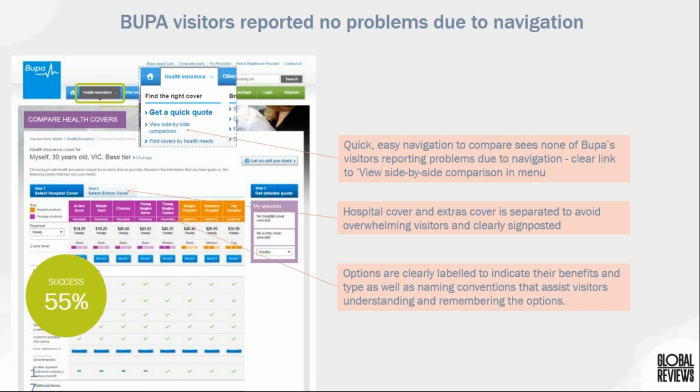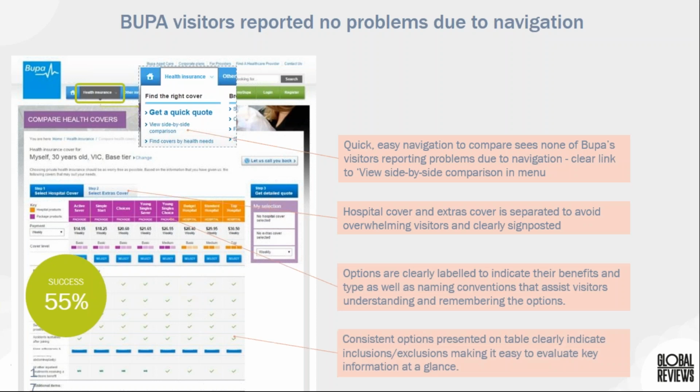Then we've got the options. They're clearly labelled to indicate their benefits and the type, as well as naming conventions that assist visitors to understand and remember the options. And then we've got consistent options presented on the table, what's included and what's not included.